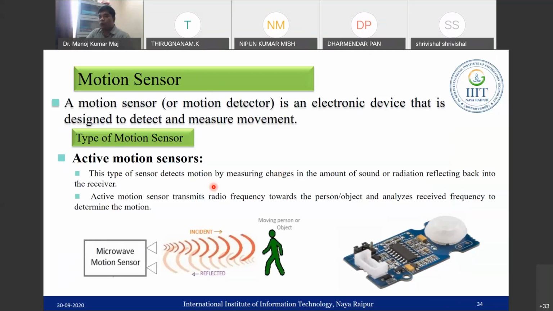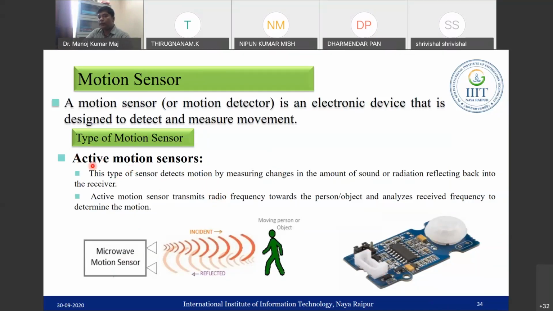The next type is the motion sensor. In the same way, the motion sensor can detect and measure the movement of something, like movement of some factors or some species present in the environment. This kind of sensor is primarily active. There are two kinds of motion sensors.